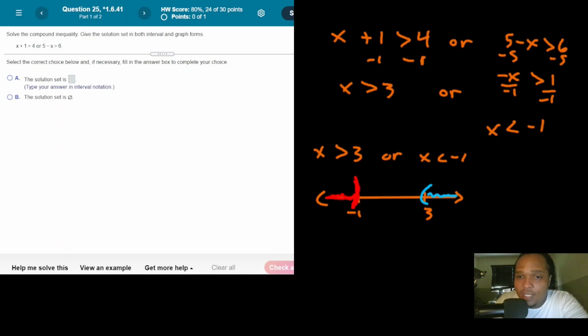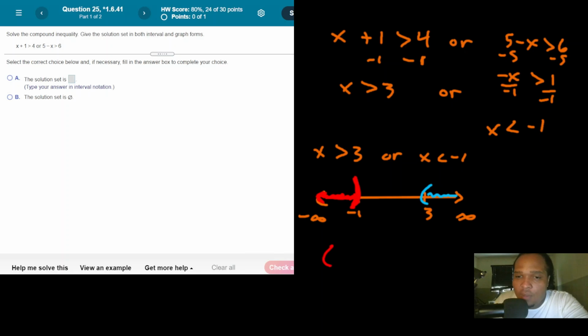So mind you, this is negative infinity when it goes that way forever, and this is positive infinity. So just be very careful with this. I think this is the first time we have one of these going in opposite directions like that. Because this is an or problem, you include wherever you have a shade.